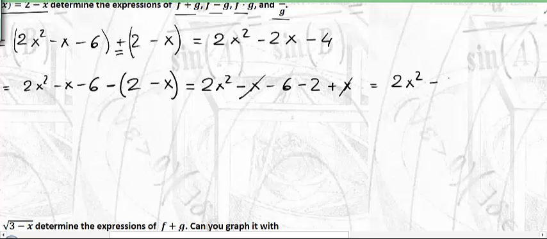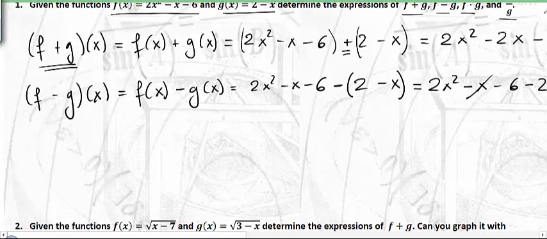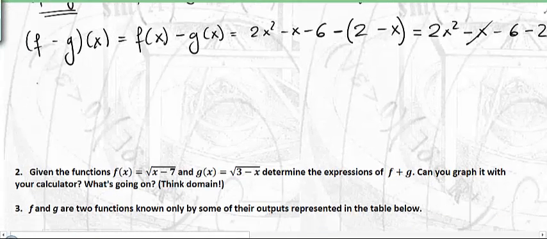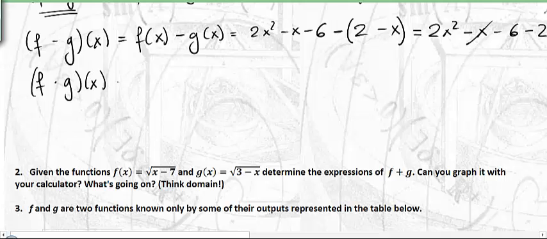Negative 6 minus 2 is negative 8. Here again, we could factor. There's an interesting factorization here, but that's not the point. So, 2 more. The product, f times g of x. What is that? Well, let's take f of x.